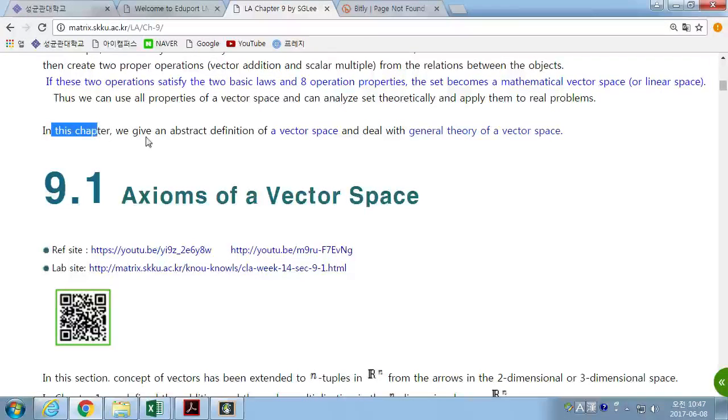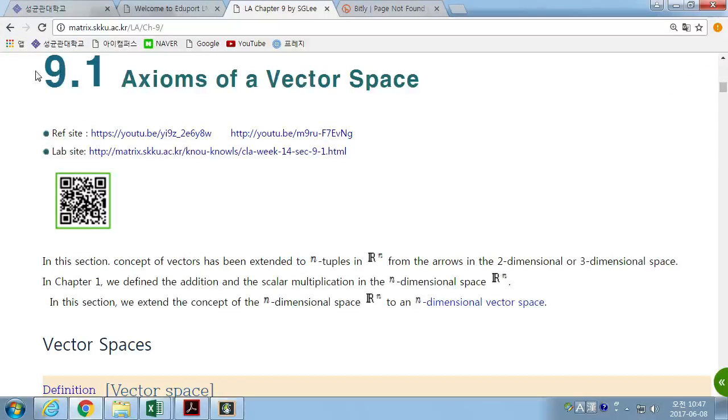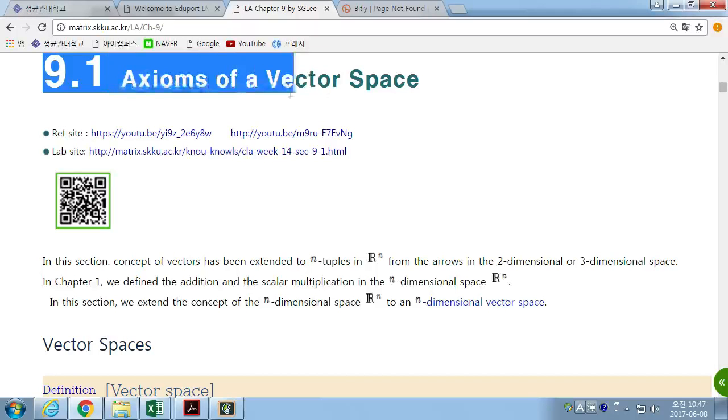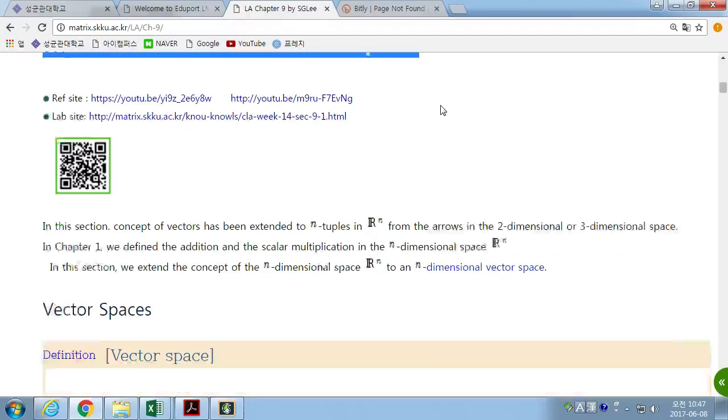In this chapter, we give an abstract definition of a vector space and deal with the general theory of vector space over Rn and Cn that you have studied so far from chapter 1 to chapter 8. Section 9.1, axioms of a vector space.